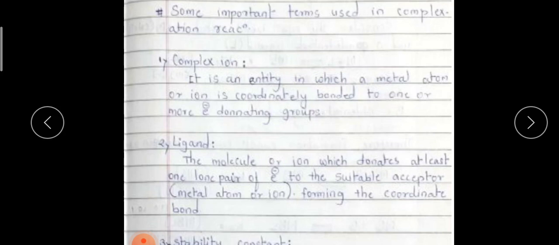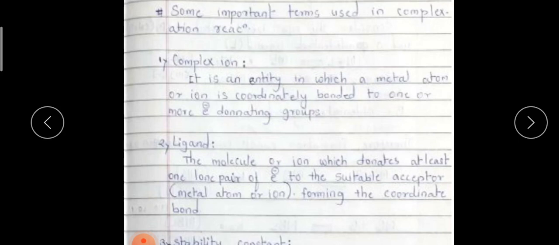What is a coordinate bond? Sometimes that question may come in the viva. What is a coordinate bond? A coordinate bond is nothing but the bond formed after the sharing of the lone pair of electrons by the ligand to the central metal atom.